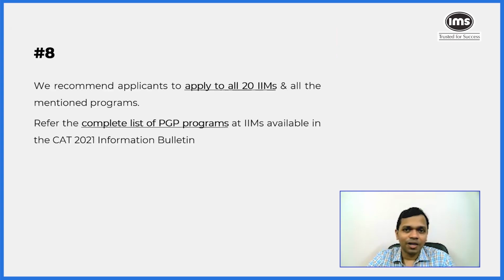And lastly, the number 8 thing, which is the program selection. So we recommend applicants to apply to all the 20 IIMs and all the programs that are there. And you can refer to the list of the 20 IIMs and the PGB programs that are offered by them on the CAT 21 website. So in the No More section, there is information bulletin and you can go through it.